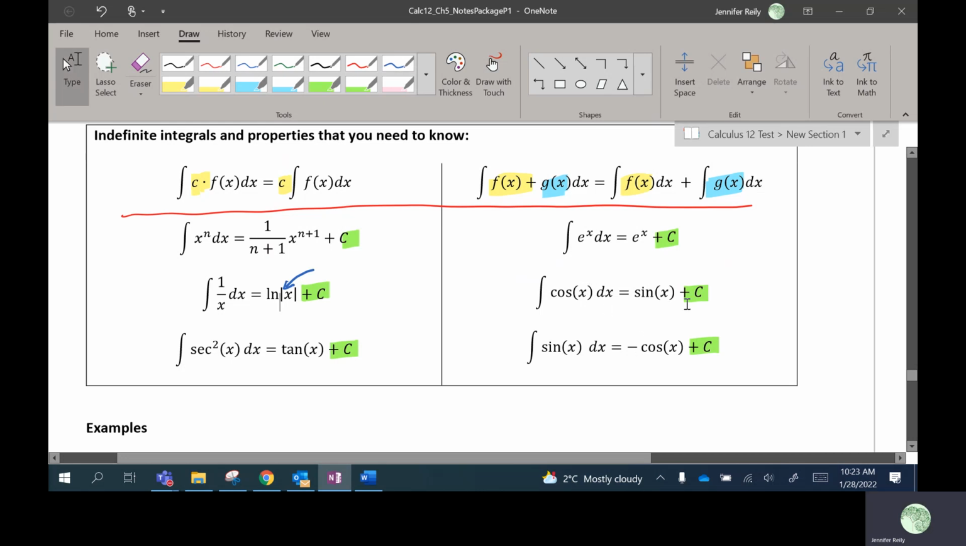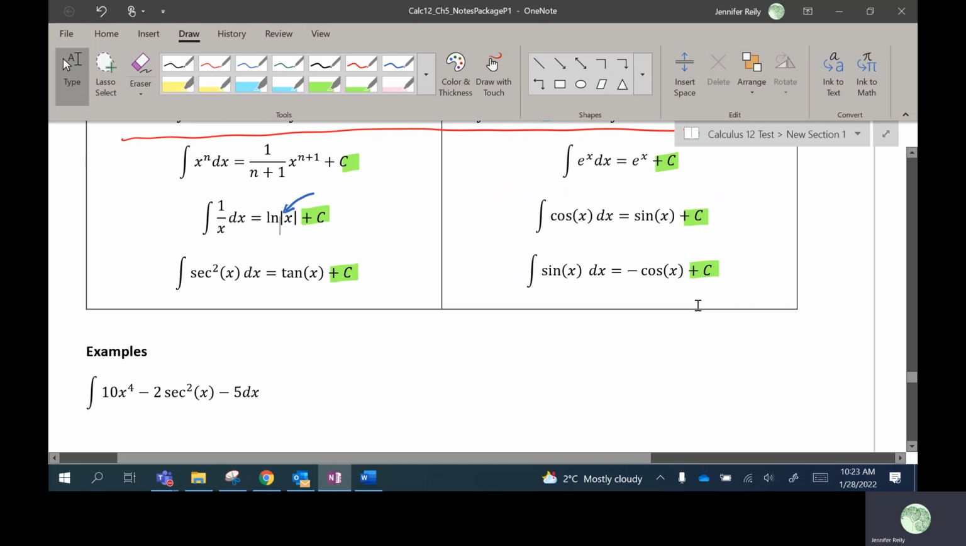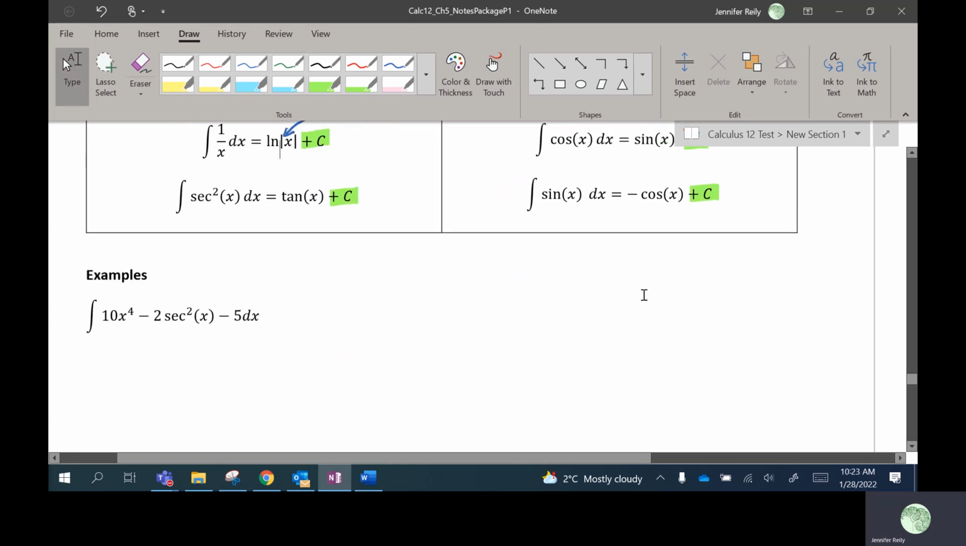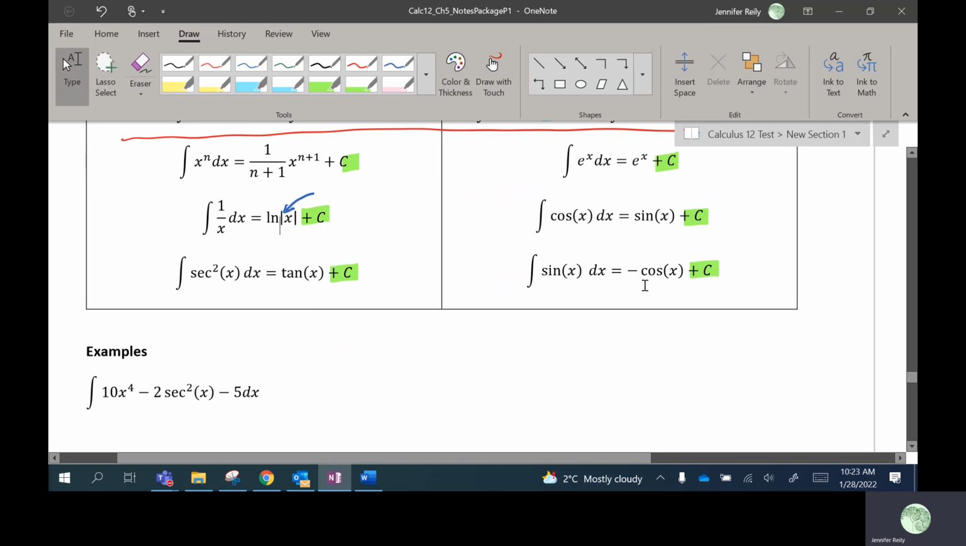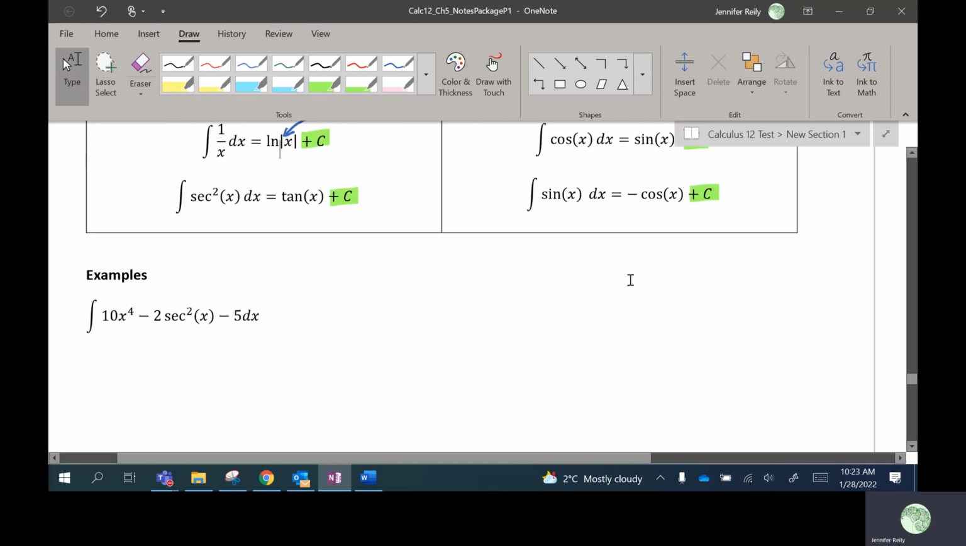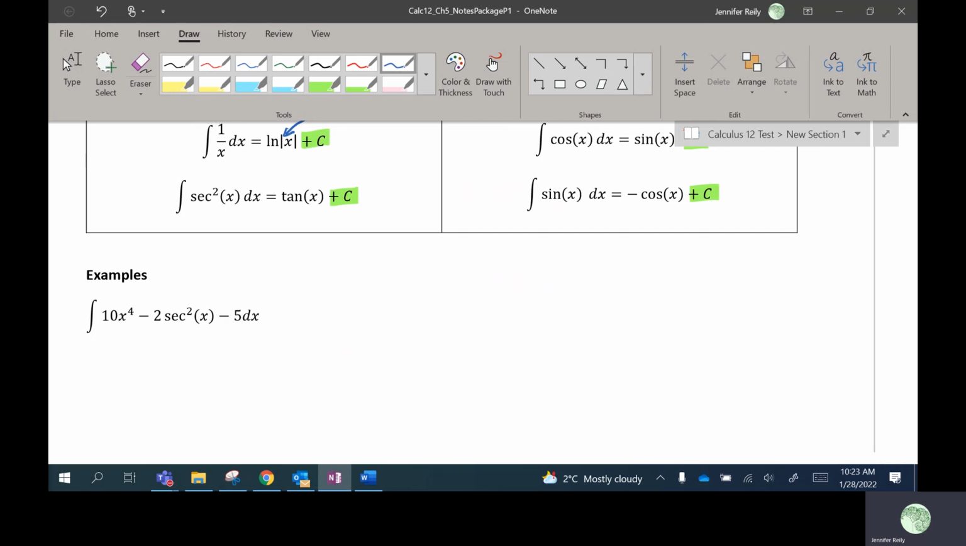Okay, so let's do some examples. It's going to be a pretty short lesson today because we did a lot of this in 4.9, but now it's just a different notation. So essentially here they're asking us, what is the antiderivative of 10x to the power 4 minus 2 secant squared x minus 5? Now, if there's a lot of terms being added or subtracted and you find it easier to separate them out, you can do so.